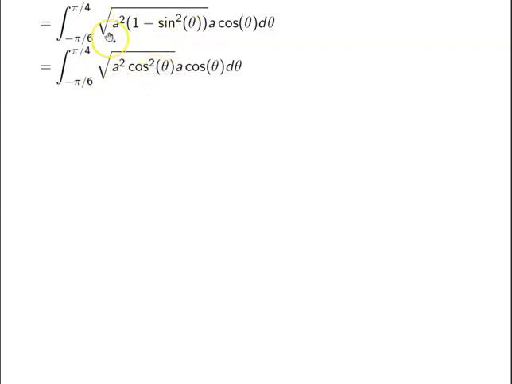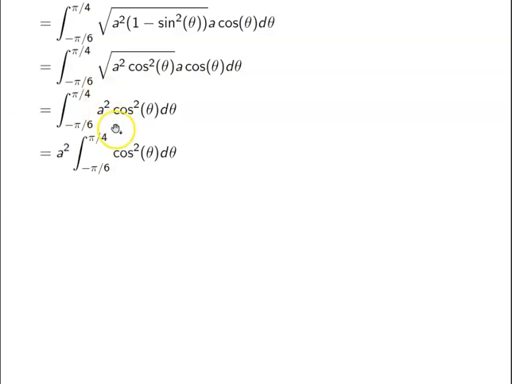Right? And I'm square rooting now a product of squares. So this just turns into a cosine. But I'm also multiplying it times another a cosine. So that turns into a squared cosine squared. Right? Again, a squared is a constant term, so I could just pull that out.